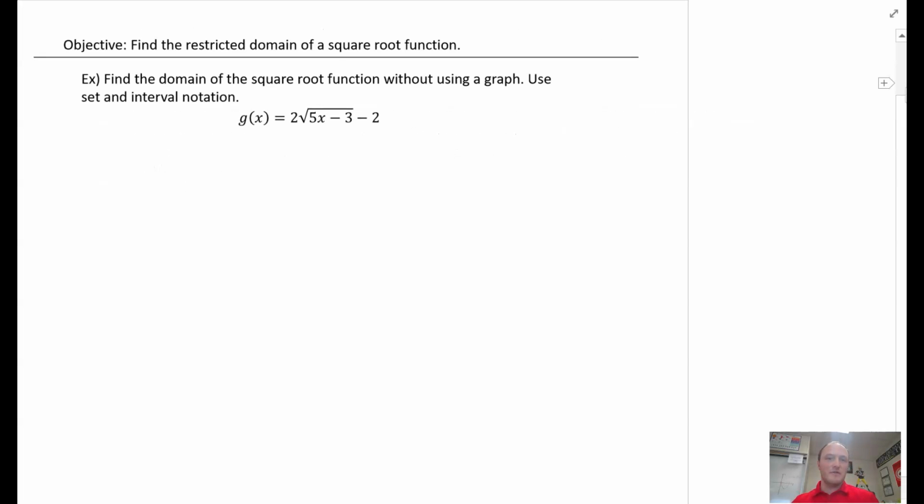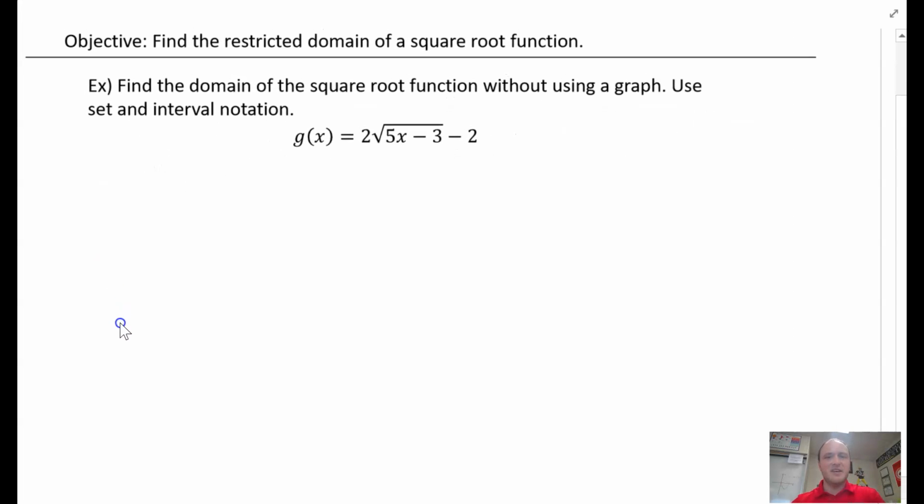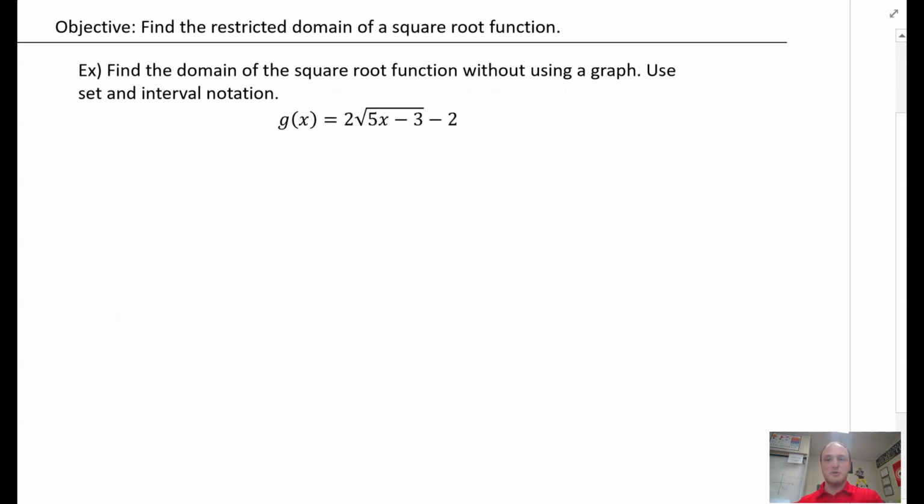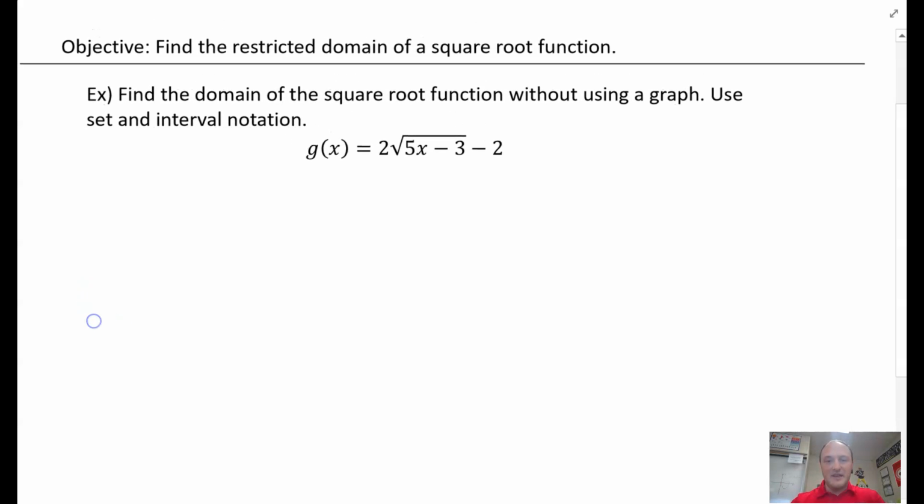Here is our first example. It says, find the domain of the square root function without using a graph. Use set and interval notation. The very first thing we want to do is take our radicand and set it greater than or equal to 0.